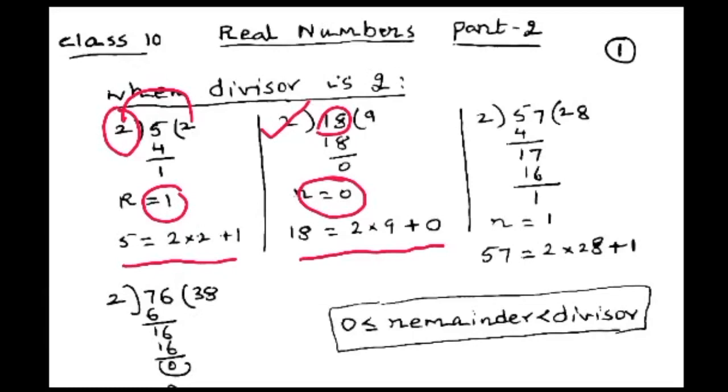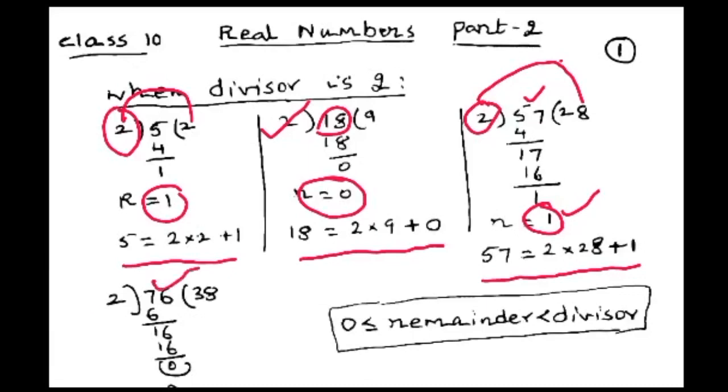We consider another example, 57. 57 is divided by 2 and we got remainder 1. And 57 can be written as 2 multiplied by 28 plus remainder 1. So what is the remainder when 76 is divided by 2? The remainder is 0.